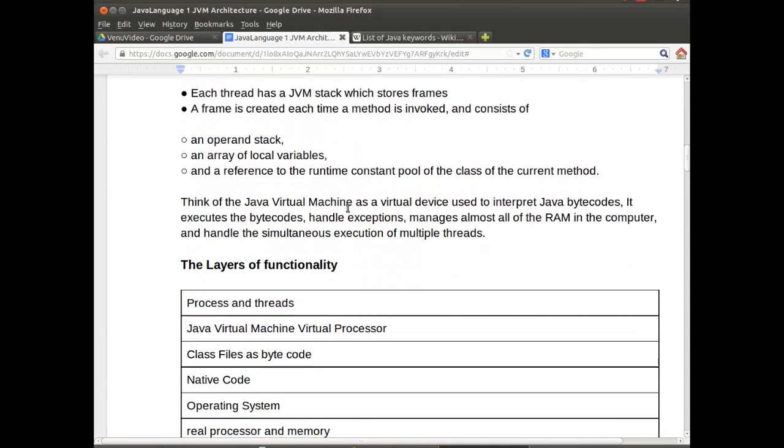We need to think of the Java virtual machine as a virtual device used to interpret Java bytecodes. It executes the bytecodes, handles exceptions, and manages almost all the RAM in the computer that it has access to, and handles the simultaneous execution of multiple threads. So the Java virtual machine is a powerful virtual computer.